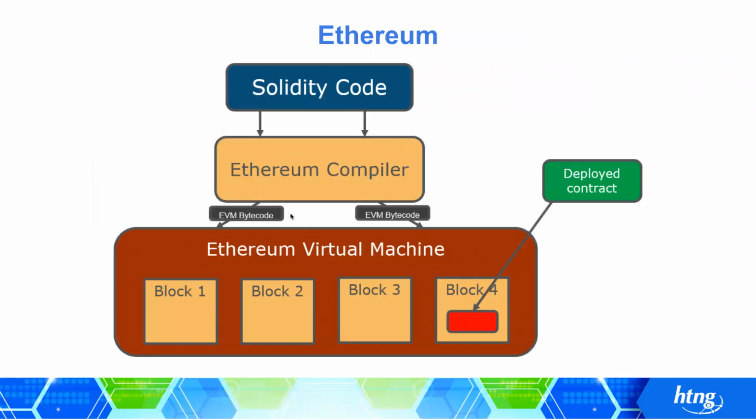How does it work on the Ethereum network? Just for example, in Ethereum, the Solidity code which we considered on the previous slide will be compiled to Ethereum virtual machine bytecode, and after that this code will be deployed to the Ethereum virtual machine blocks as a deployed contract. So in this case you can see how Ethereum will deploy it, and after that we can execute it.